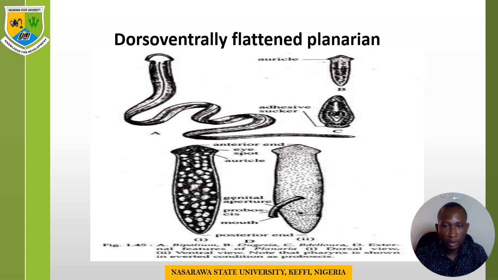Also under this class we have bipalium. This is bipalium here, filamentous in shape. We have dugesia also with auricles. This is dugesia, and we have dolera, which has an adhesive sucker and is leaf shaped. And these are other examples of organisms under this class.